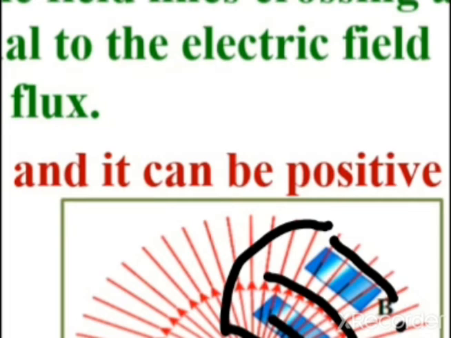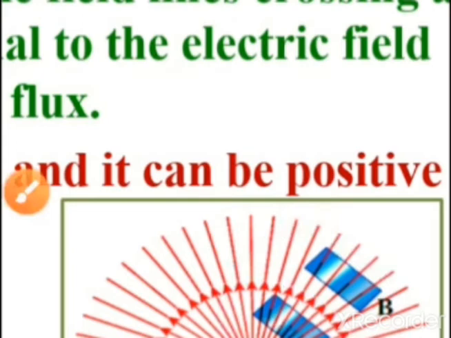Do you understand, students? The two rectangular areas A and B have the same size, but the number of lines crossing region A is more than region B. Here the concept is that the electric field strength decreases as the distance increases, and the electric flux also decreases as the distance increases.